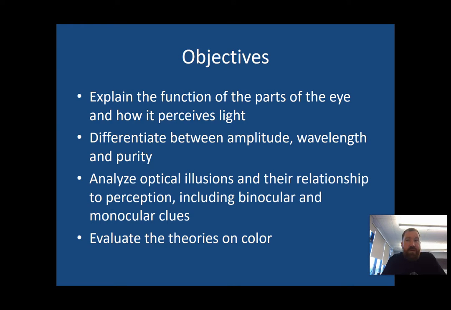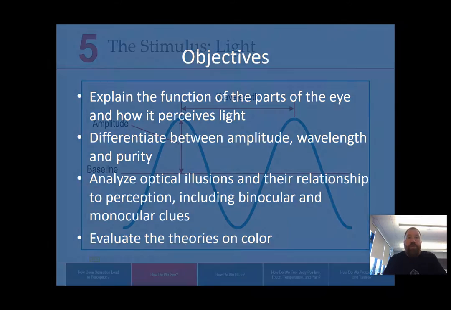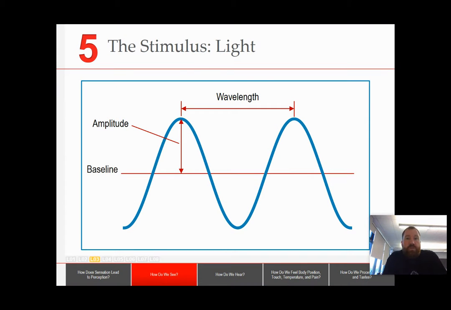Instead of going from the more general to the specific, we're going to go from the specific back to the general. So we're just going to dive right into vision. So why not? Why wait? No time like the present. So let's go. So we see because of light.